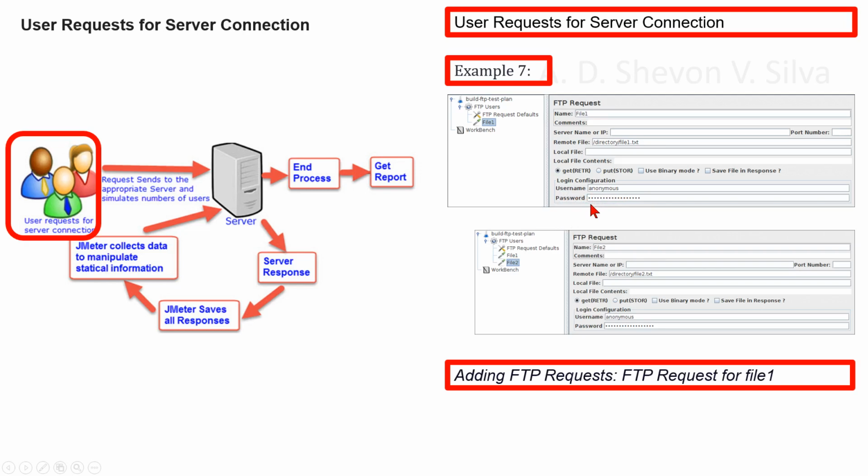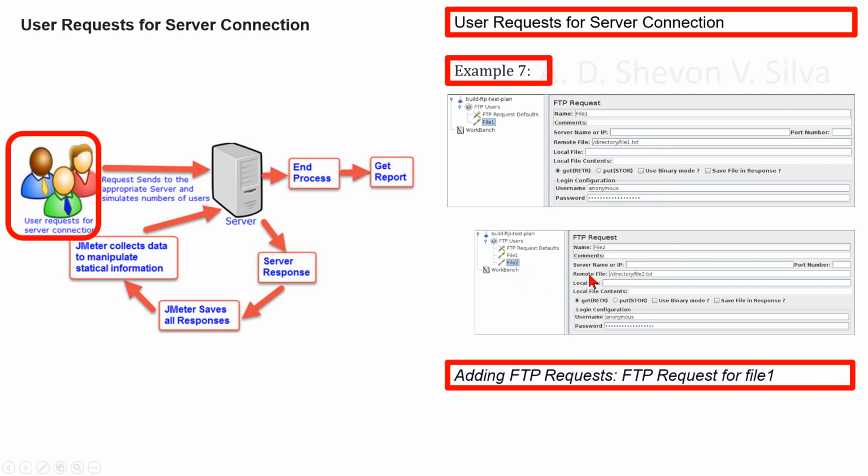You do not have to set the server name field because you already specified this value in the FTP request defaults element. Here you can see the FTP request for file 1.